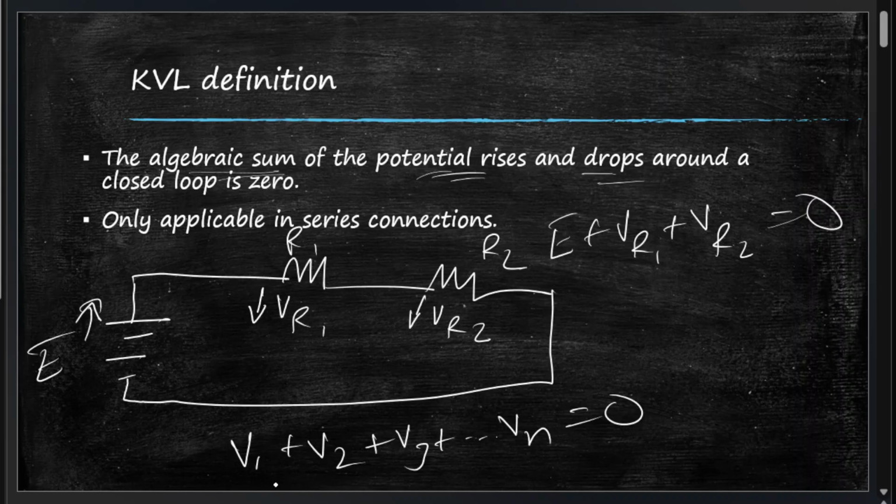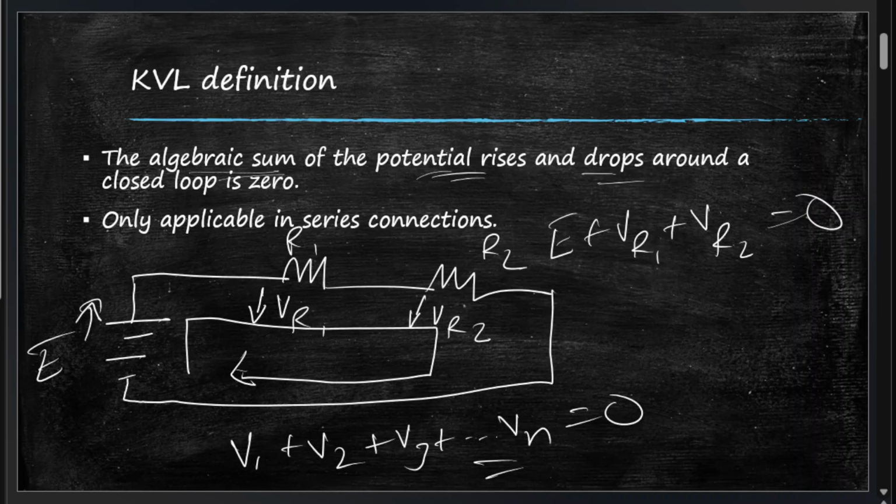Now, this KVL formula applies only to series circuits. Notice that this is a series circuit, because only series circuits are a single closed loop. Parallel circuits are not a single loop. They're multiple loops. But a series circuit is a single closed loop, and so KVL is applied only within series connections.